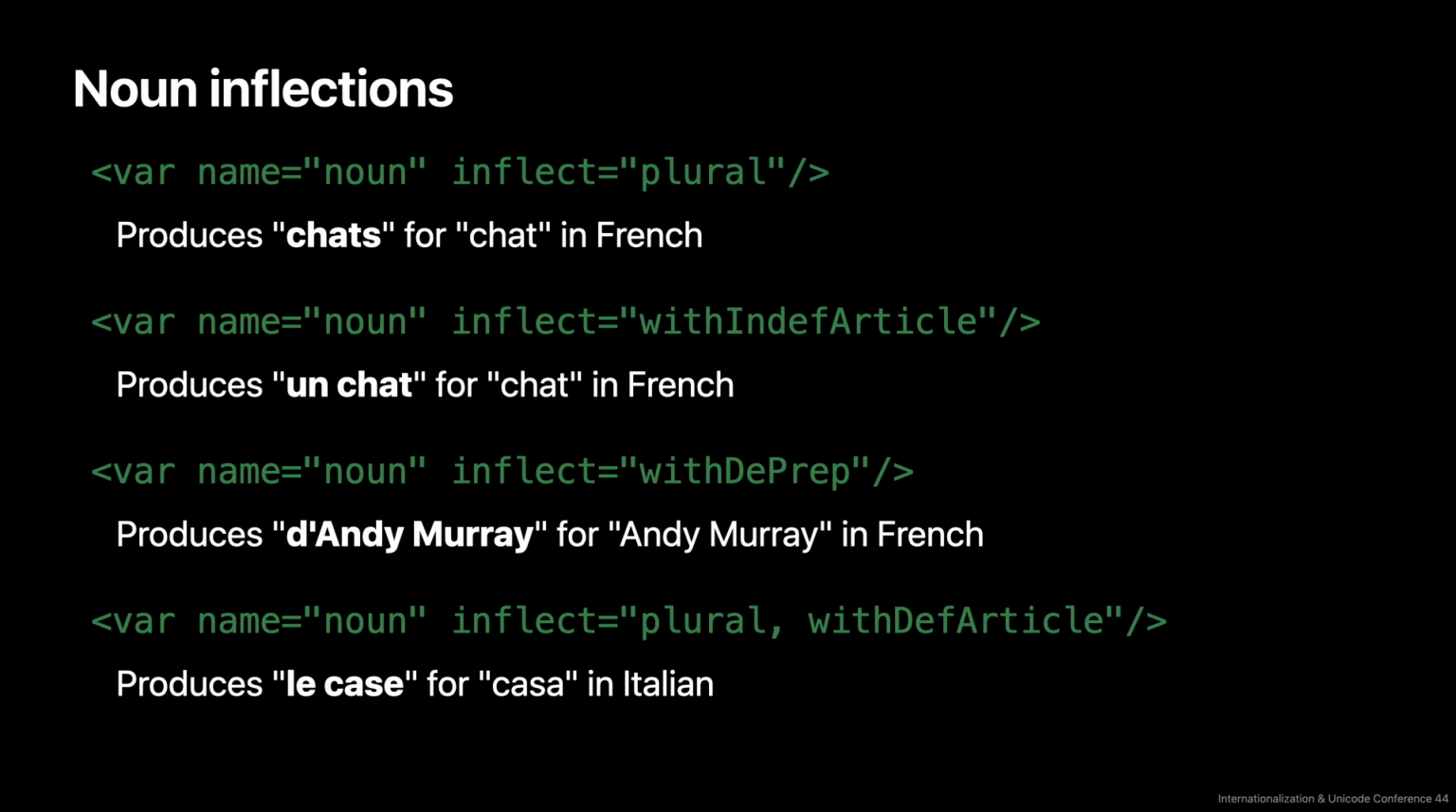Now you'll note that we could also do this with a condition, like we did for the je suis désolé case. However, when translators have to do this a lot, it makes it a lot easier if they don't have to write the same condition over and over again. Lastly, you can combine these inflection operations by providing a comma-separated list. So in the last example, we show producing the plural form of the word house in Italian with a definite article in front of it.